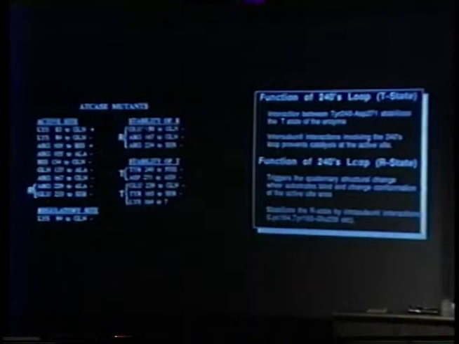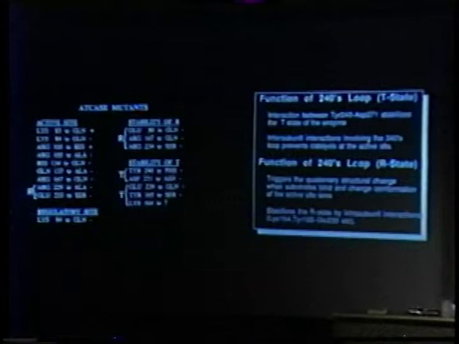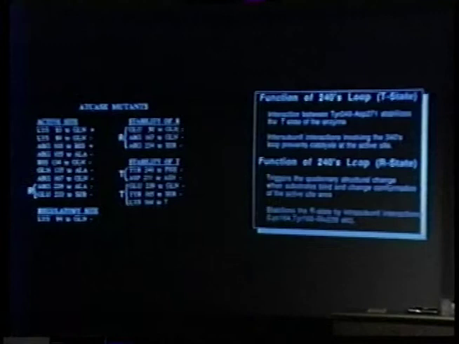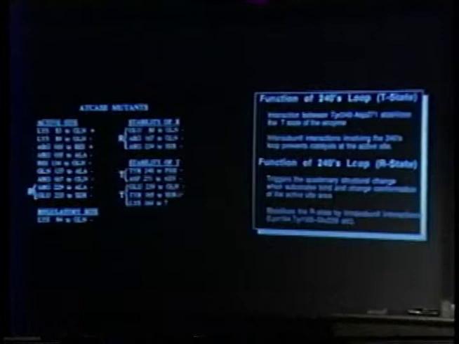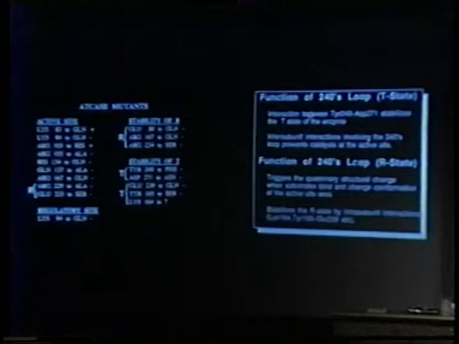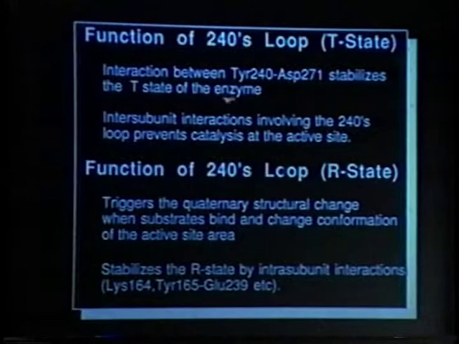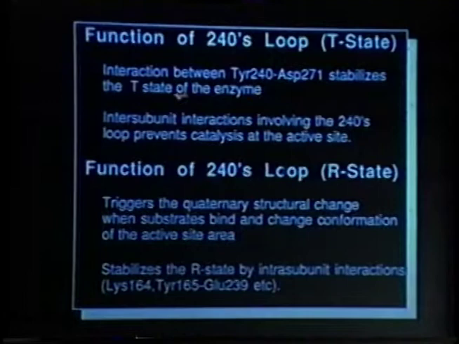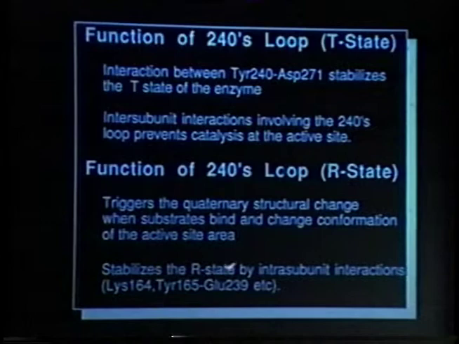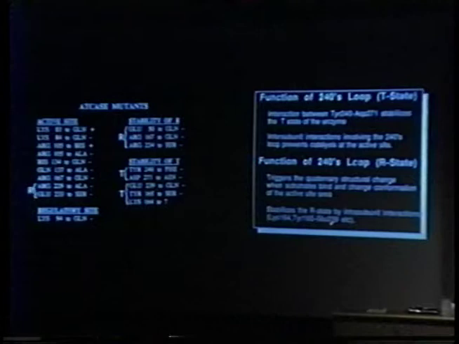So all of these modifications support the picture that the salt links across that C1-C4 interface are very important for the stability of the R and T forms. There are many amino acids which have not been modified, but these really work, and you can understand them in terms of the structure. So the 240s loop interaction between tyrosine 241 and 271 actually stabilizes the T form, and that prevents the catalysis by maintaining the T form. But if you modify that, you stabilize the R form, and it's stabilized by these salt links 164, 165, 239, which again can be stabilized by those chemical modifications. So it's a consistent story on the homotropic effect.